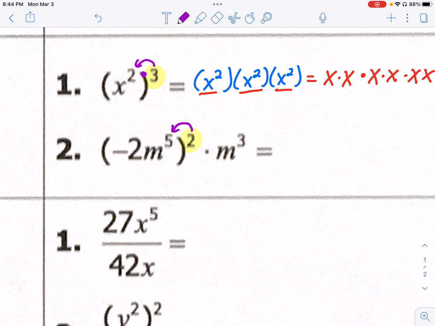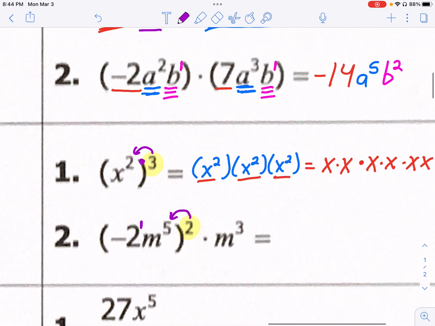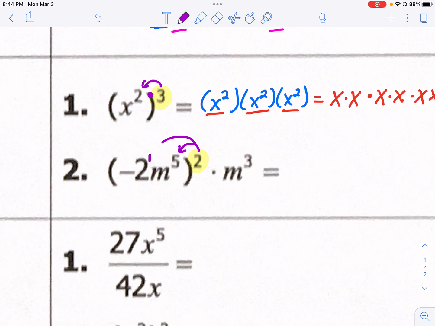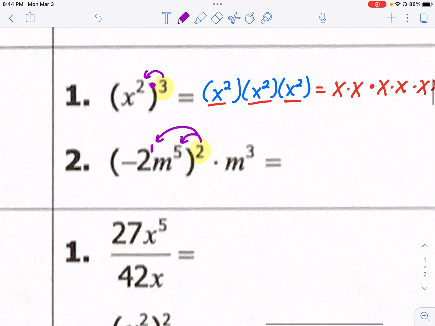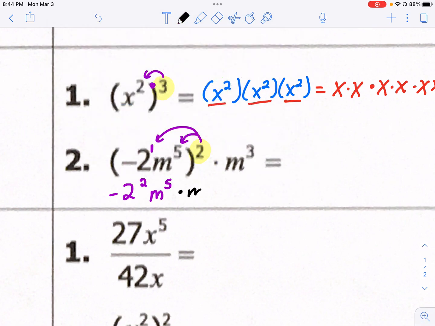The big thing is, remember, you need to multiply to everything on the inside. And this negative 2, it has an exponent of 1, just like these b's over here. Again, there's nothing there except that invisible 1. Same with this negative 2. All right. In this case, I'd get negative 2 squared and m to the 5th. And then we'll copy down this times m cubed.